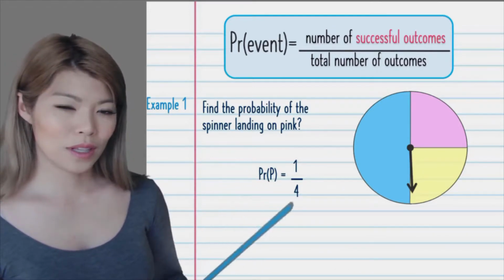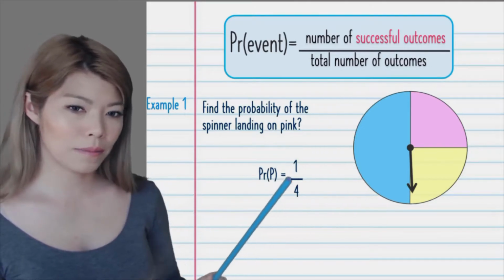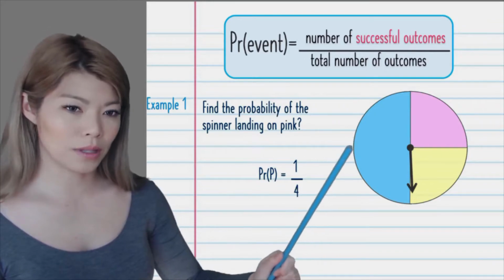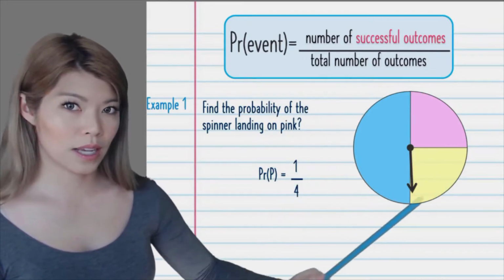So that's how we use the formula, the number of successful outcomes. So what we want, which is pink, goes on top, and the total number of outcomes, the number of possible sections there, so 4.